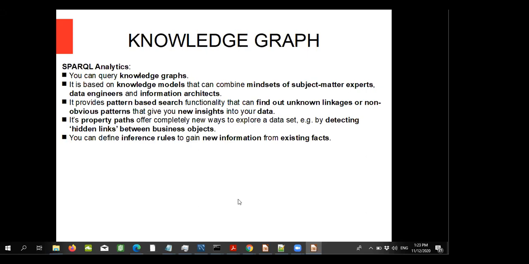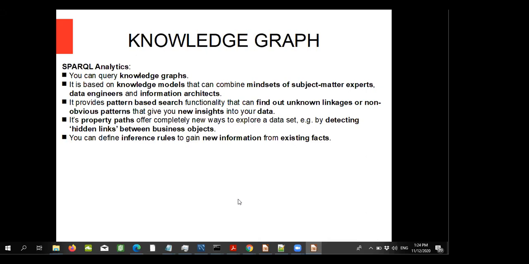So you can query knowledge graphs, the same way you can query subject matter experts. What do you know about this? It is based on knowledge models that can combine the mindsets of subject matter experts, data engineers, and information architects. So it provides pattern-based search functionality that can find unknown linkages and not obvious patterns to give you new insights into your data. Remember, we are amassing so much data and we need to be told something new. You understand? We don't need to start searching for it. We need to be told.